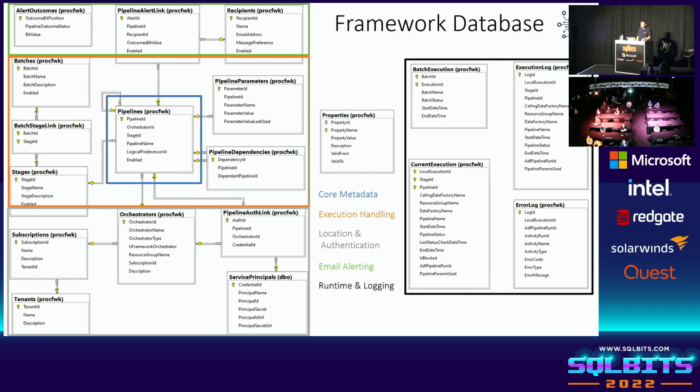Then on the right-hand side, we've got some tables without any relationships, just for the running of the framework. Execution log table, an error log table, the current execution table, so what's running right now in that framework, and the batch execution table. So everything in that black box on the right-hand side is just for the running of the framework at a given point.